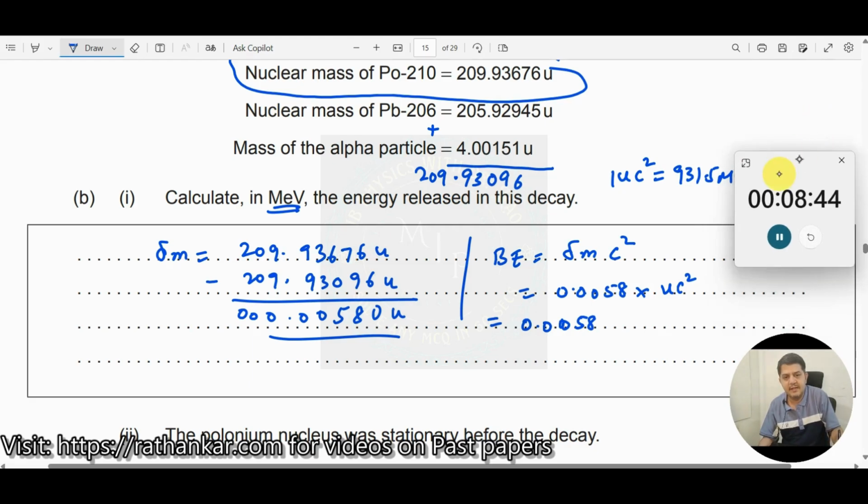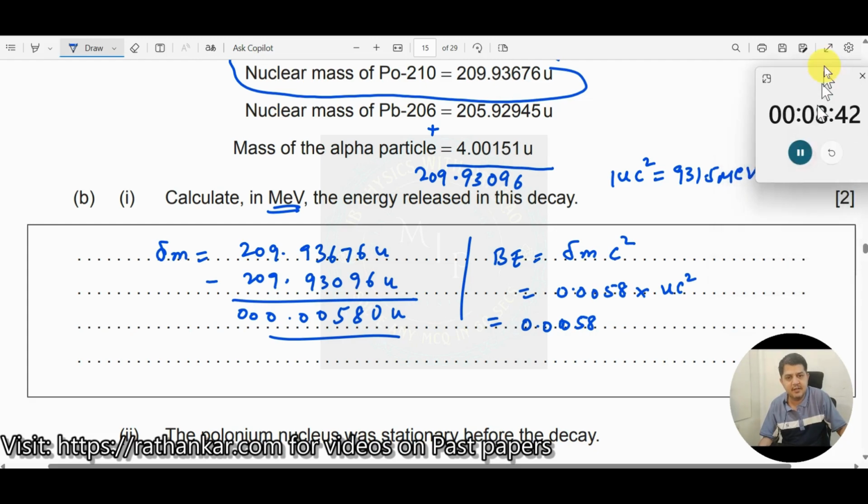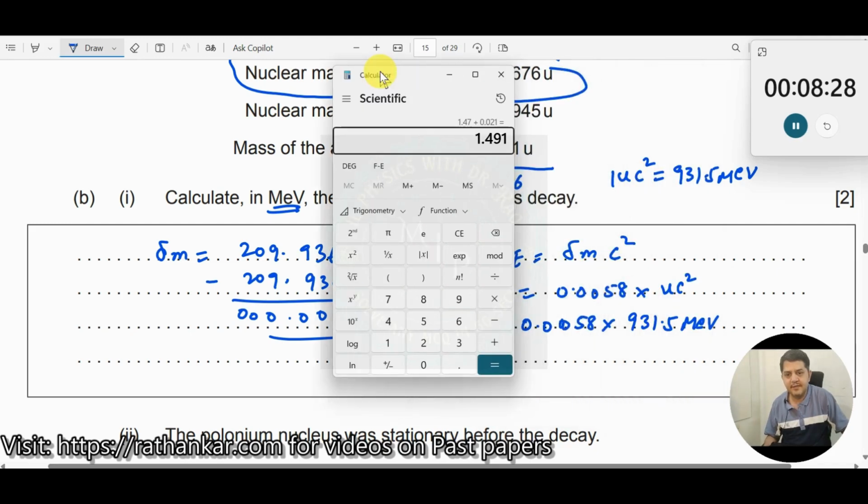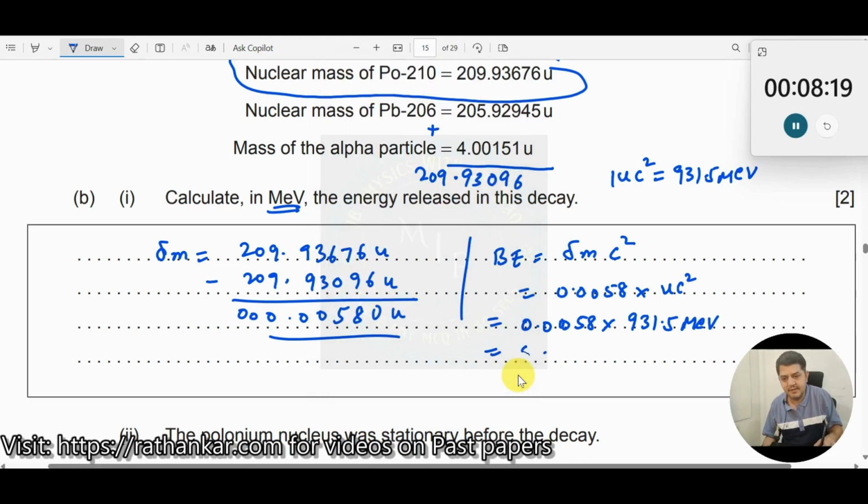This I'll just pull across and put at the top: 931.5 MeV. Let me do the calculation so that I get the final answer. 0.0058 multiplied by 931.5 will give you 5.4. So 5.4 MeV is the amount of energy released in this decay.